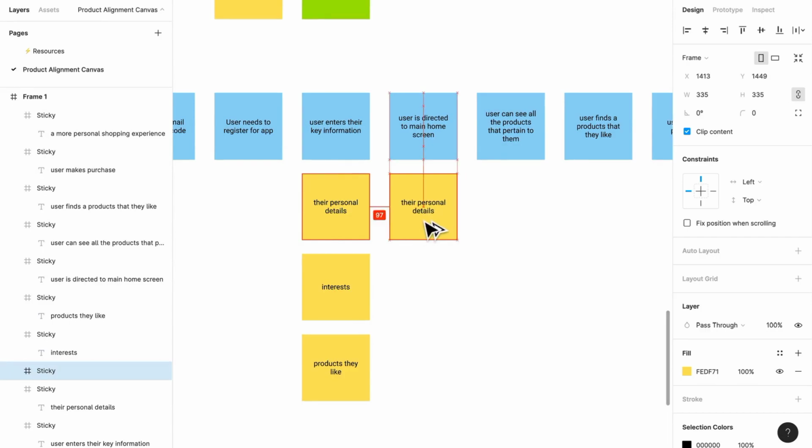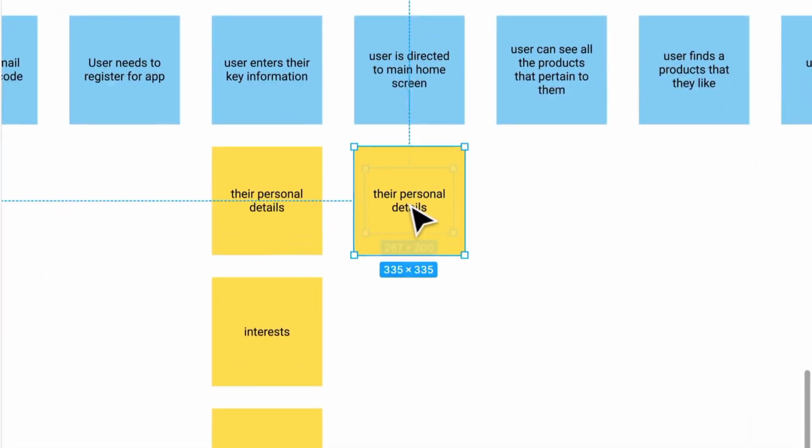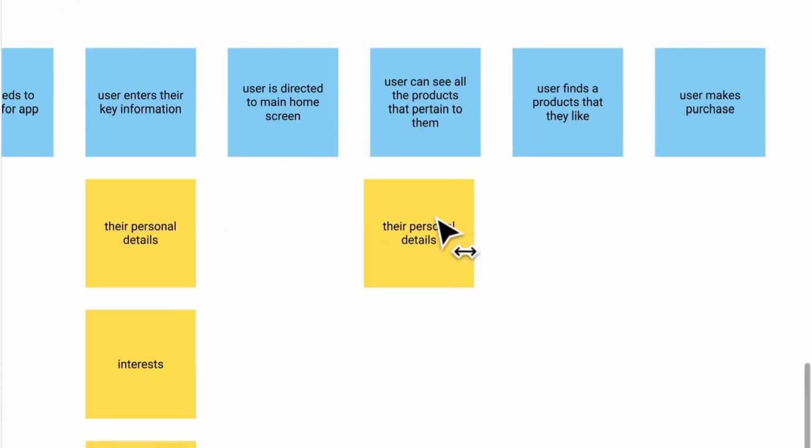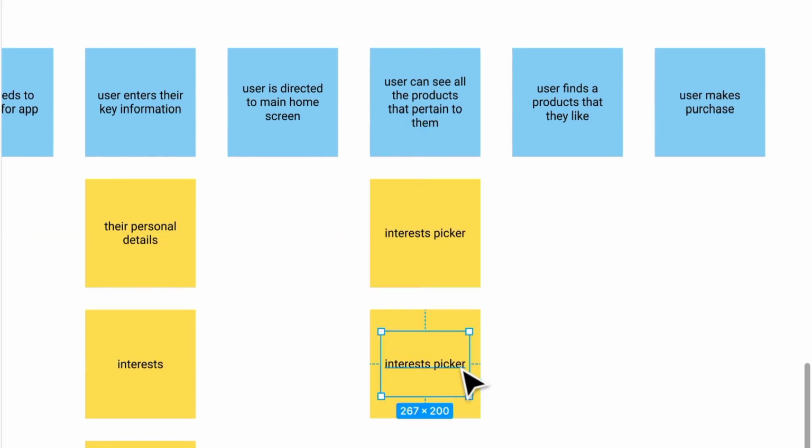What else is there? The user is directed to the main home screen. Okay, so that's fine. And so maybe they can see products that pertain to them. That's pretty vague. So an example could be something like interest picker. I remember we designed that, an interest picker. Maybe there are deals on products they like.